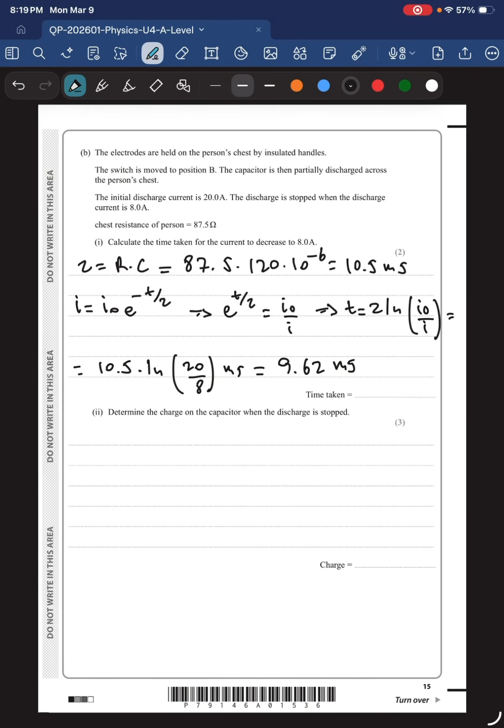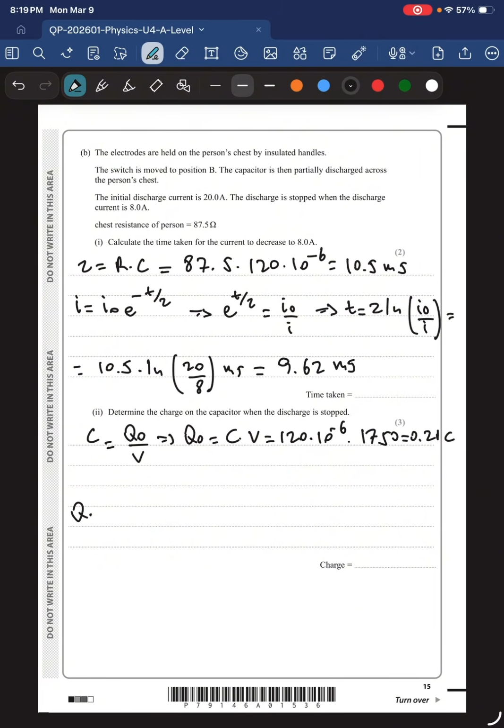Okay. 2. Determine the charge on the capacitor when the discharge is stopped. Okay, this one gave me a little bit of trouble for whatever reason. Maybe I was tired earlier. So first of all, we have to find the initial charge. How do we find that? C is Q naught over V. So Q naught is C times V. So 120 times 10 to the negative 6 times 1750 gives 0.21 coulombs, which is the initial charge.